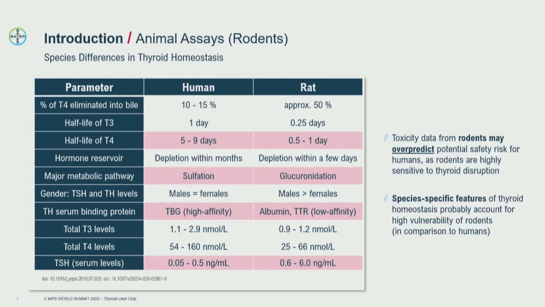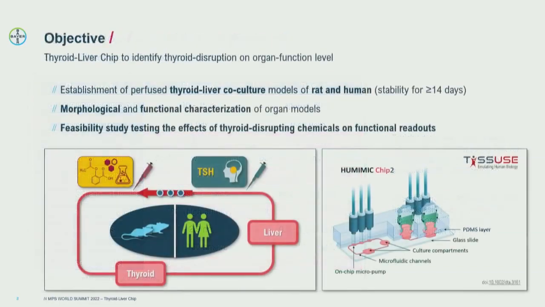This table here depicts key differences in the thyroid homeostasis between human and rat, and to give you one example, the half-life of the most important hormone, T4, differs by a factor of approximately 10, so humans have a much longer half-life of the hormone. So these species-specific features probably account also for the different sensitivities.